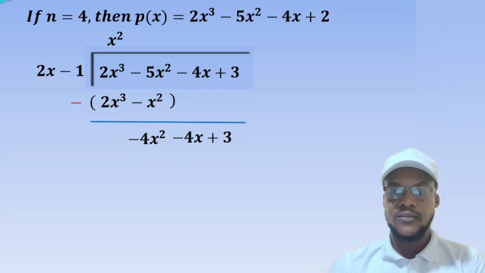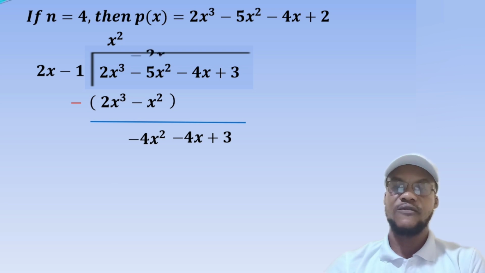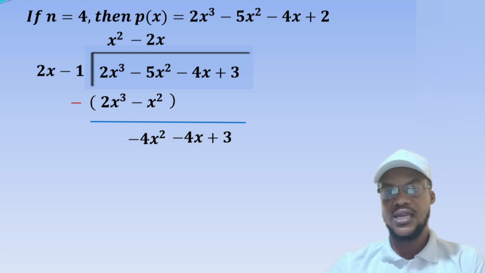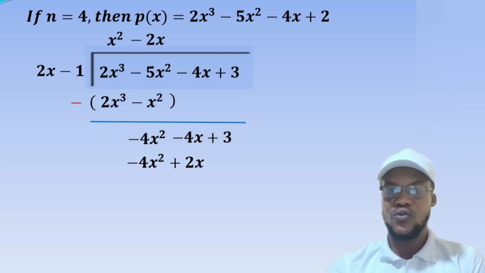So after adding that, what do you do next? You divide again. So we are going to divide the negative 4x squared by the 2x of the divisor, and that is going to give us negative 2x. Once we get negative 2x, what do we do? We multiply again. So negative 2x multiplied by 2x minus 1 gives us what? Negative 4x squared plus 2x. And once we multiply, what do we do next? We underline it and subtract.